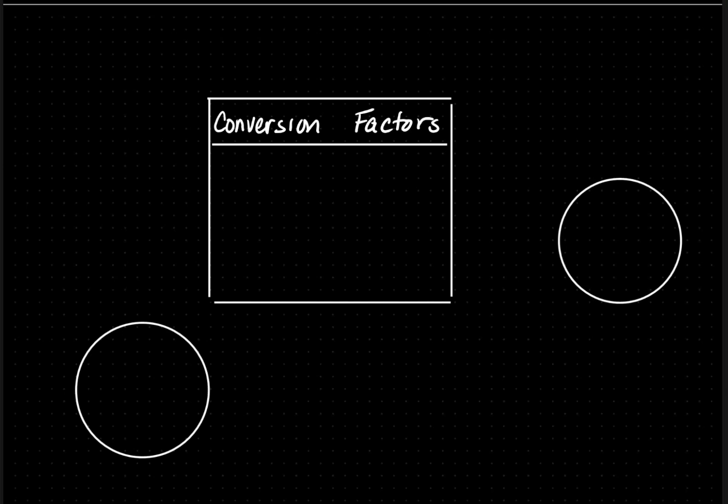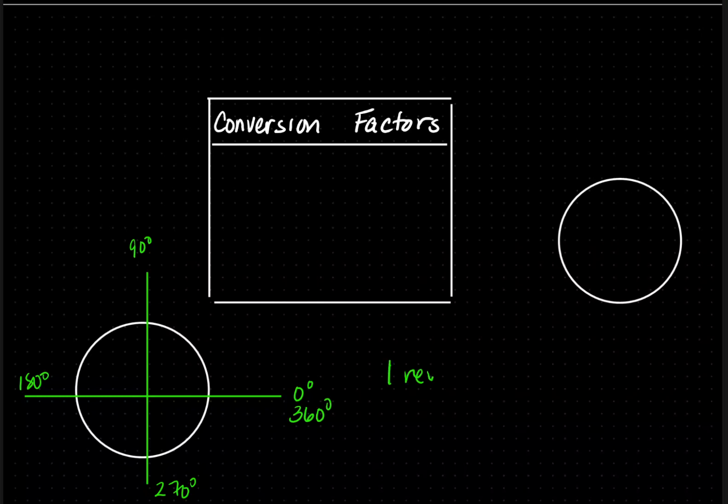In math class, if I take the circle and divide it into 4 quadrants, you guys know that this is 0 degrees, this is 90 degrees, this is 180 degrees, this is 270 degrees, and it comes back to 360 degrees. So to complete one revolution means I start at 0 and I complete one circle and get to 360 degrees.